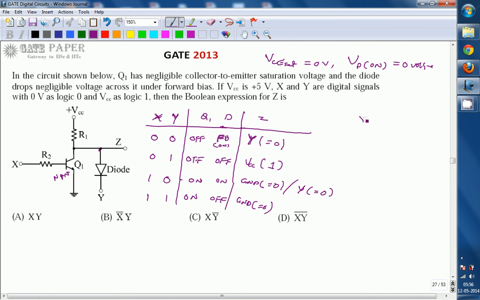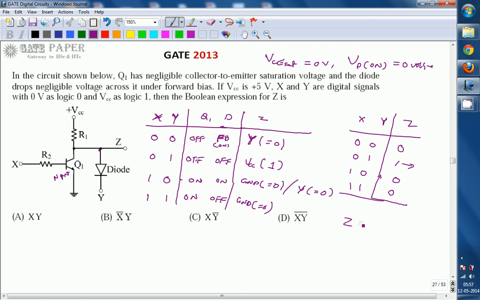Now we can write a simplified truth table XYZ in this way. 0 0, 0 1, 1 0, 1 1. For 0 0 the output is 0, for 0 1 the output is 1, for 1 0 the output is 0, for 1 1 the output is 0. So Z is only high for this minterm.